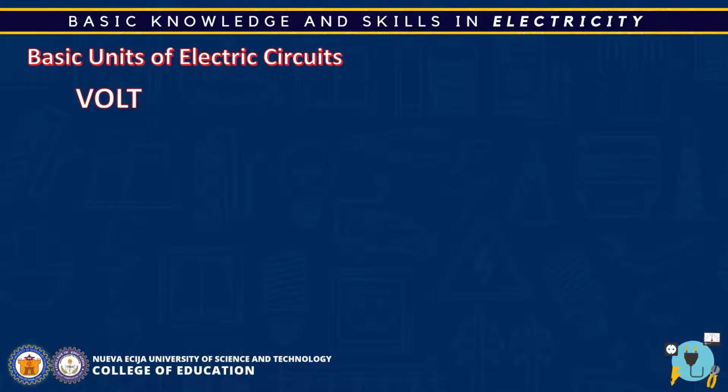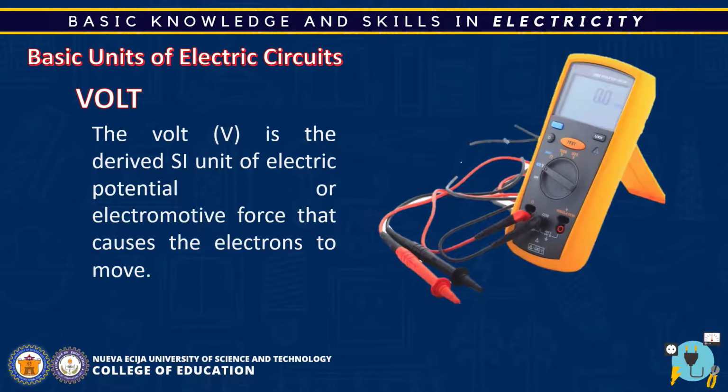The volt is the derived SI unit of electrical potential, or electromotive force, that causes the electrons to move. Since a source of electricity creates energy, a volt can be defined as the potential difference between 2 points in an electrical circuit that will impart 1 joule of energy per coulomb of charge that passes through it. A voltmeter is a device used to measure the difference in electrical potential between 2 places, such as 2 points within a circuit. A voltmeter is a two-terminal device, connected to the circuit by two leads.